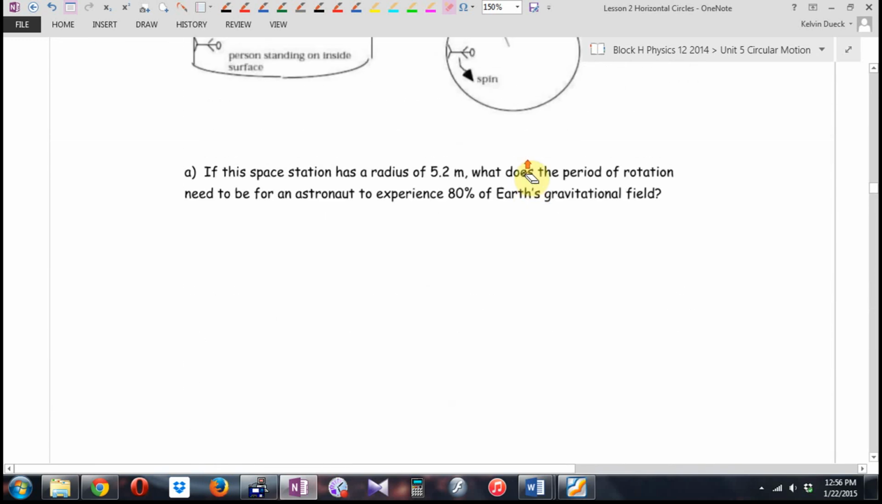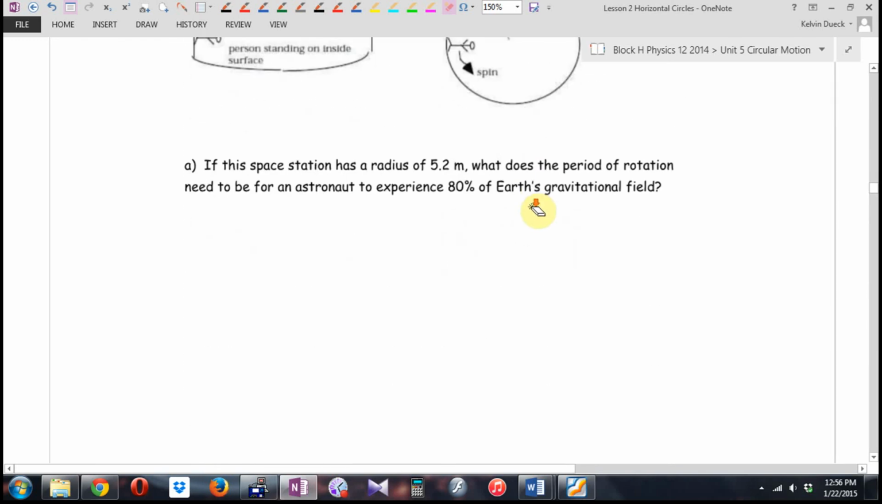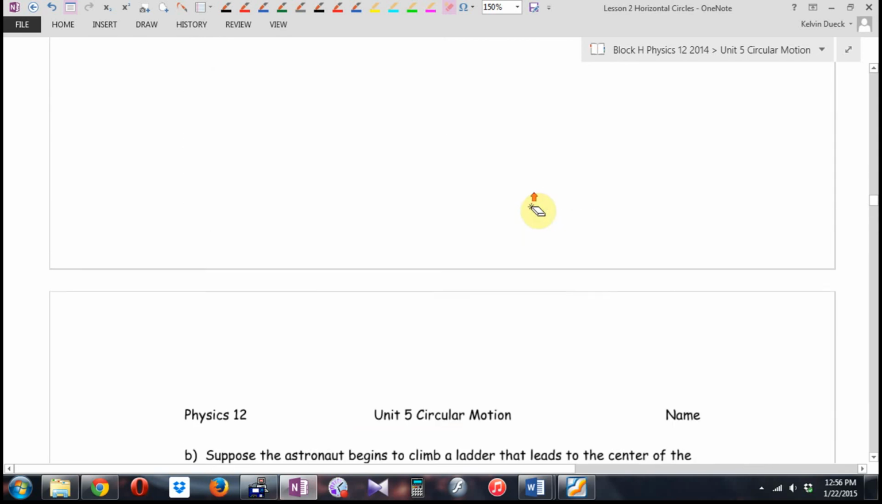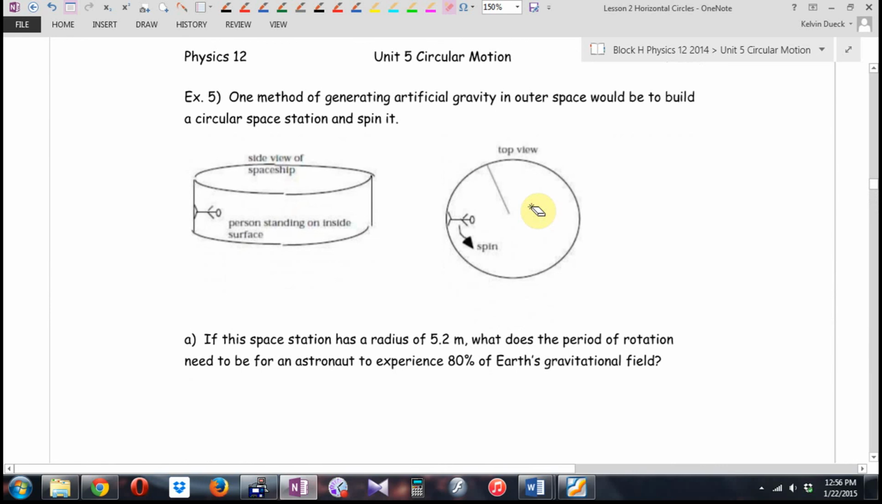One way to generate artificial gravity in outer space would be to build a circular space station, something like this picture, and then spin it. So, there's a stick figure picture. If this space station has a radius of... this is also a yucky question, cross out the 5.2. Let's make this a big futuristic space station. Let's give it a radius of 120 meters, which means its diameter is 240 meters across.